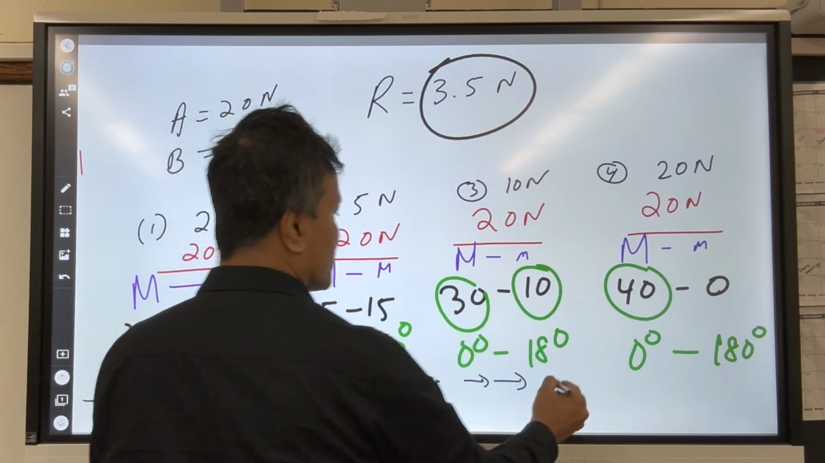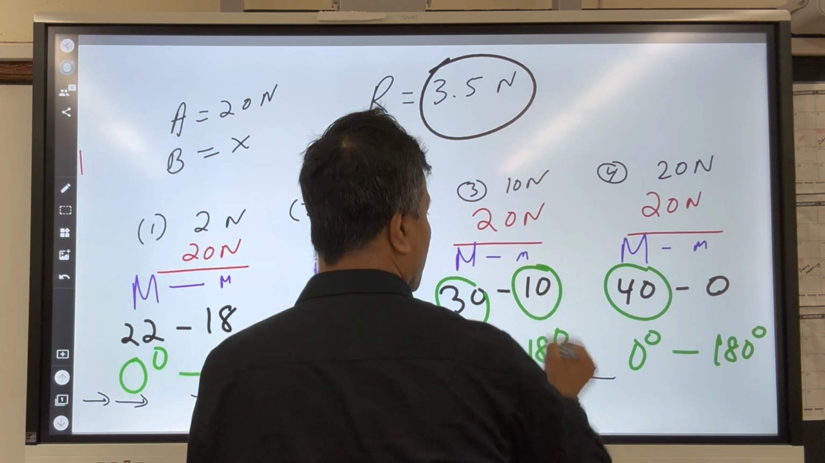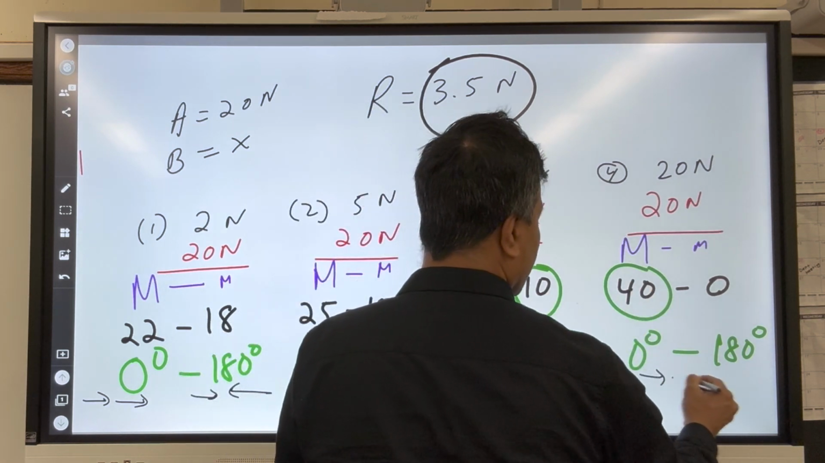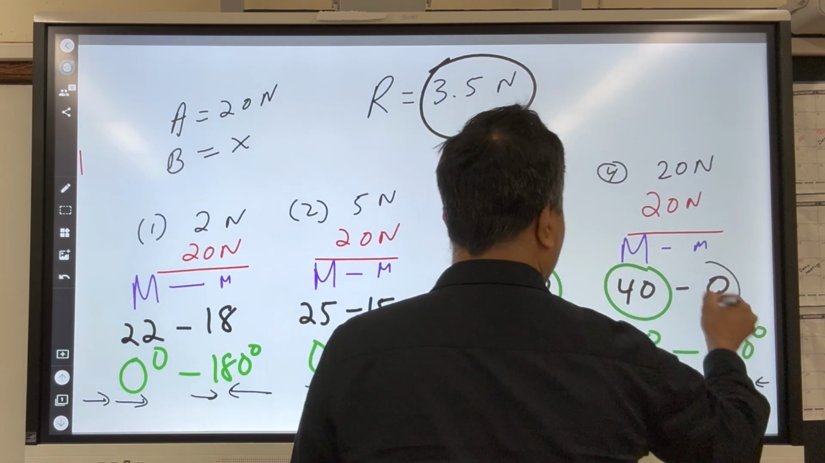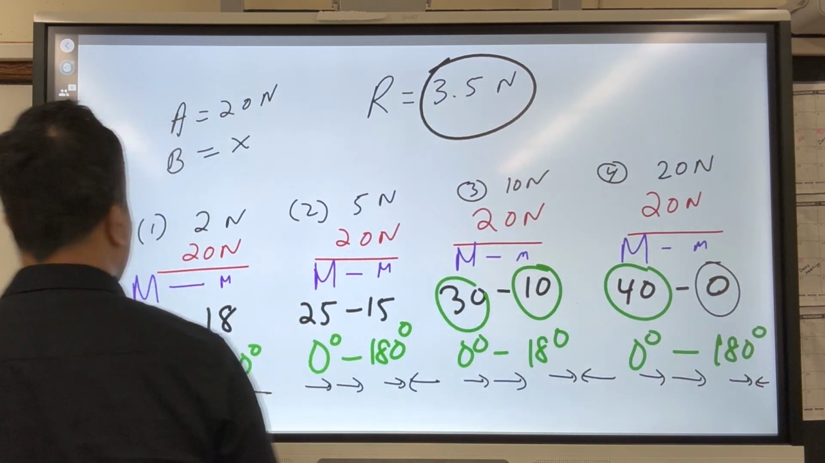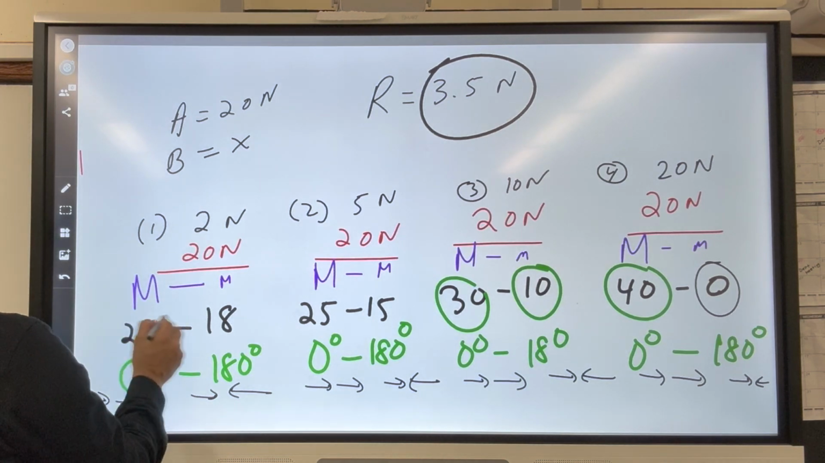That's what 180 degree means. Two vectors at 0 degree means two vectors in the same direction. That's why you have max. Two vectors in different directions, that's why you have a mean. Right? Good. Now, do you have 3.5 in this range?